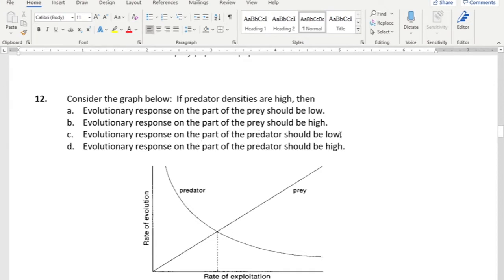Evolutionary response on the part of the predator should be low. That's also true. D, evolutionary response on the part of the predator should be high. No. So for question 12, both B and C are correct answers.